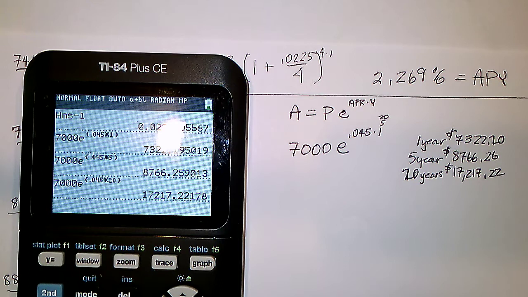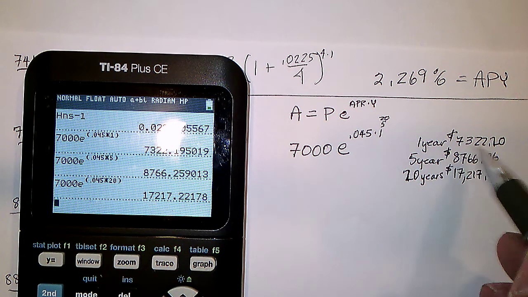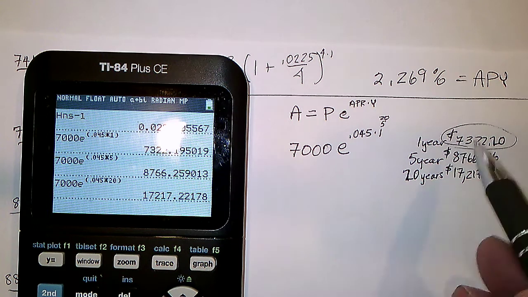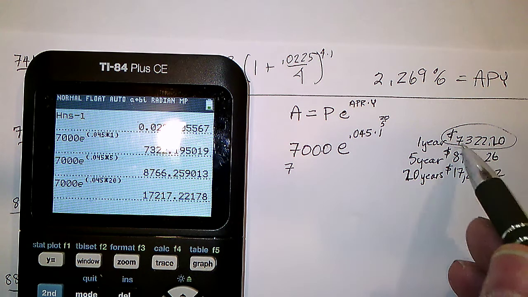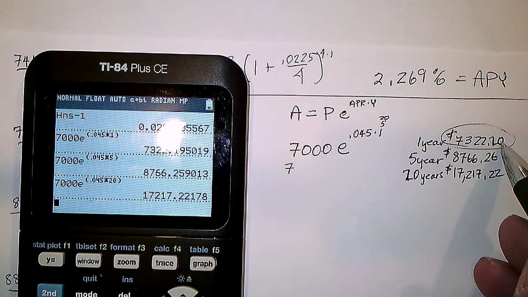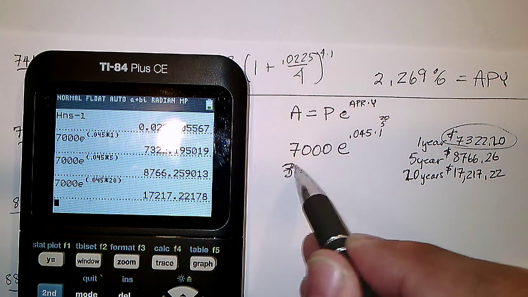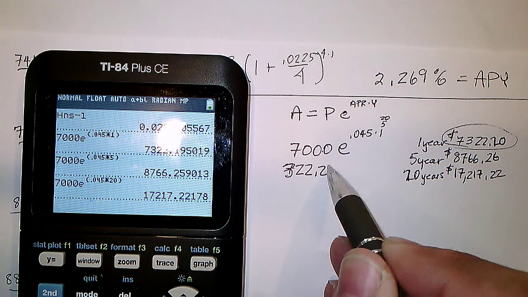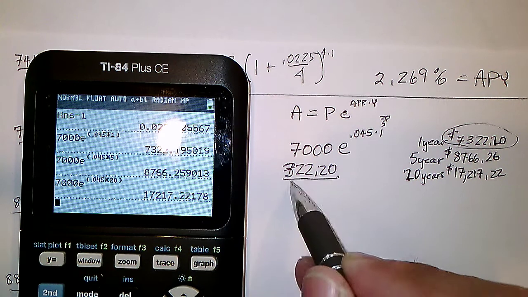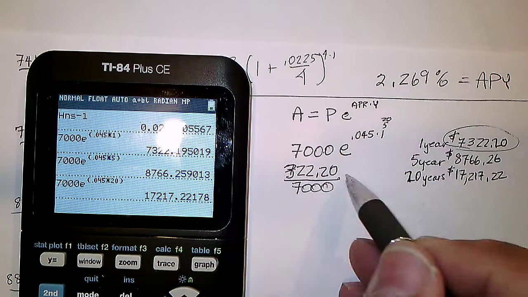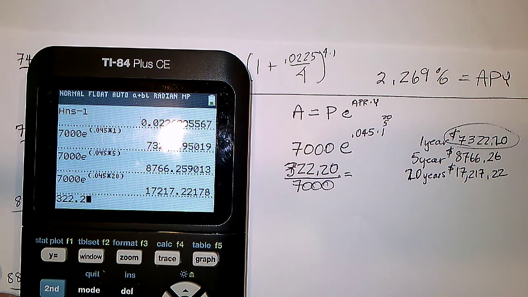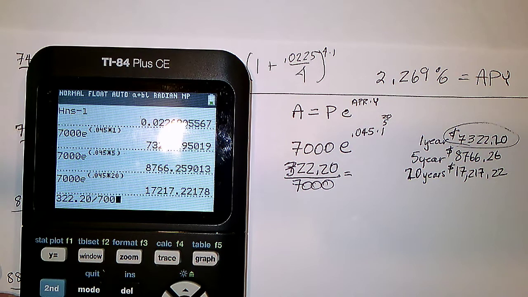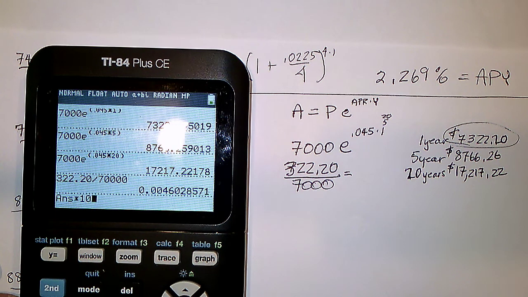Now, what's the APY? Well, we can go with the 1 year because that's what it's about. So how much did we increase by? We went from 7,000 to $7,322.20. So that went up by $322.20 divided by what we started with, 7,000. This is one way to do it. And we get an APY of 322.20 divided by 7,000 times 100 to make it a percent.